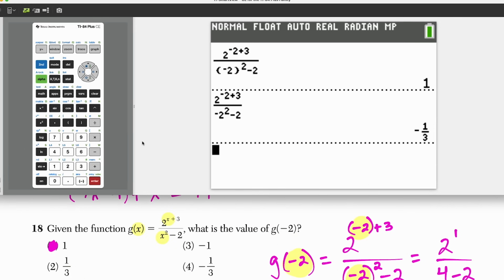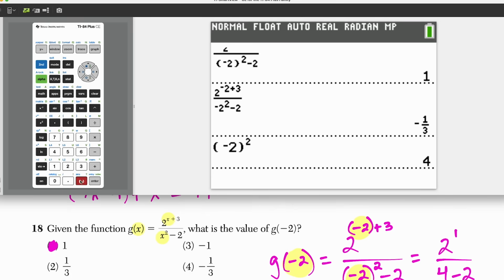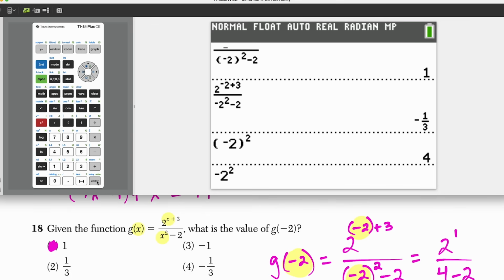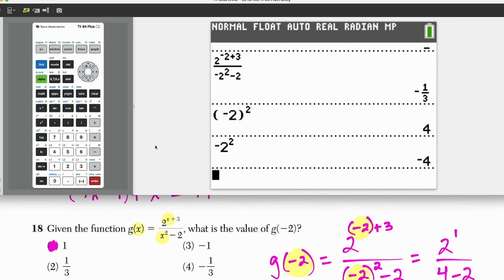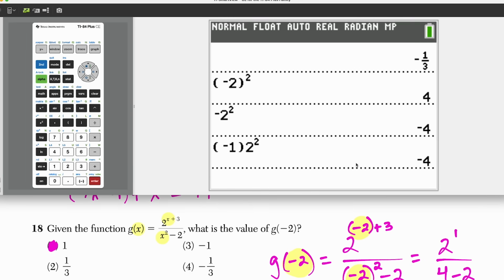One thing to be very mindful of is the reason why the answer is coming out different is if we use parentheses, negative 2 squared is equal to positive 4. But negative 2 without parentheses squared is equal to negative 4. And the reason behind that, this is the same thing as saying negative 1 and then times 2 squared. And see how that gives us negative 4. So parentheses matter big time.